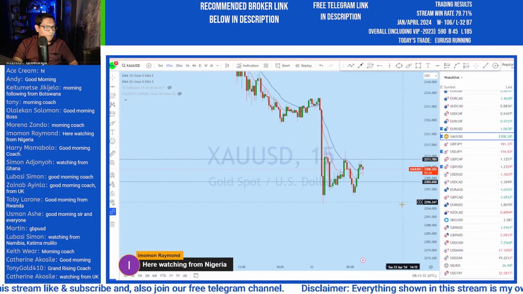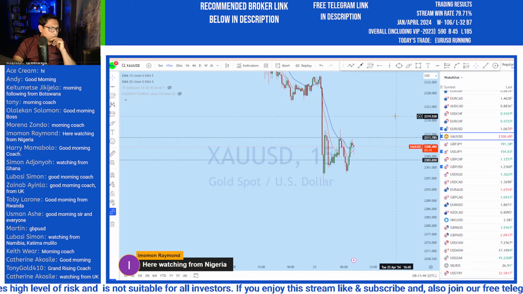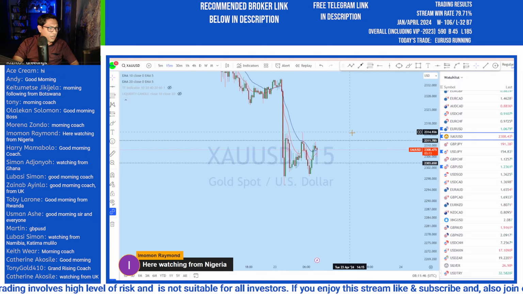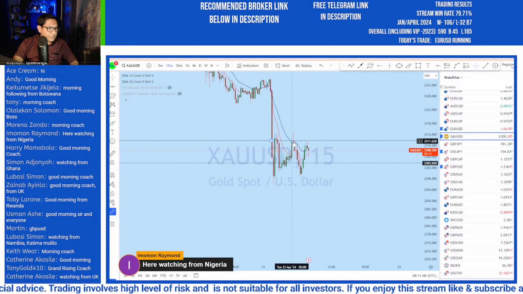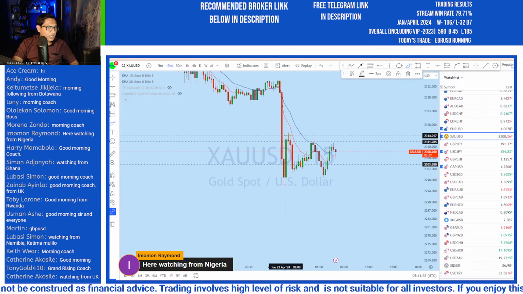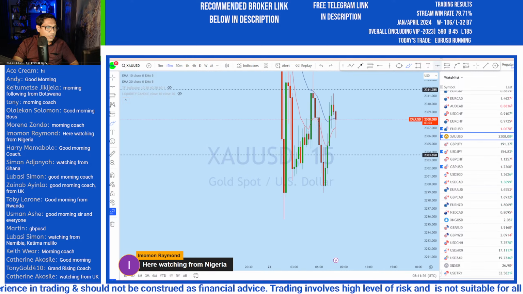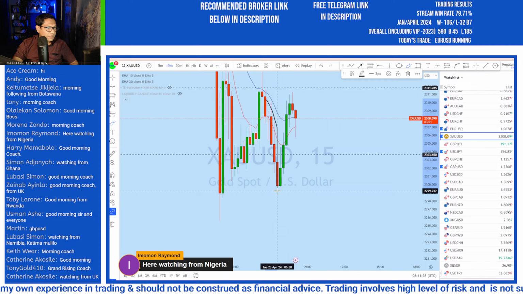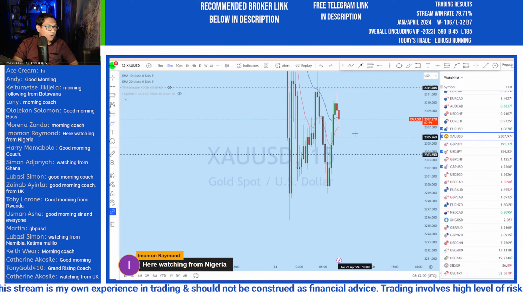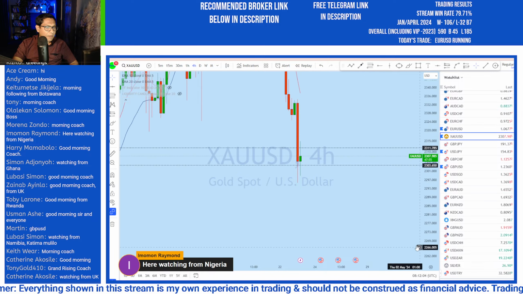So what you can see is that, okay, this is an important level of resistance here. If we look at the 15 minutes, there is liquidity here. So there is a liquidity grab, and with this liquidity grab there is a pin bar, we have seen a drop, and the price is now trying to retest again. So there is a 4-hour candle close coming.